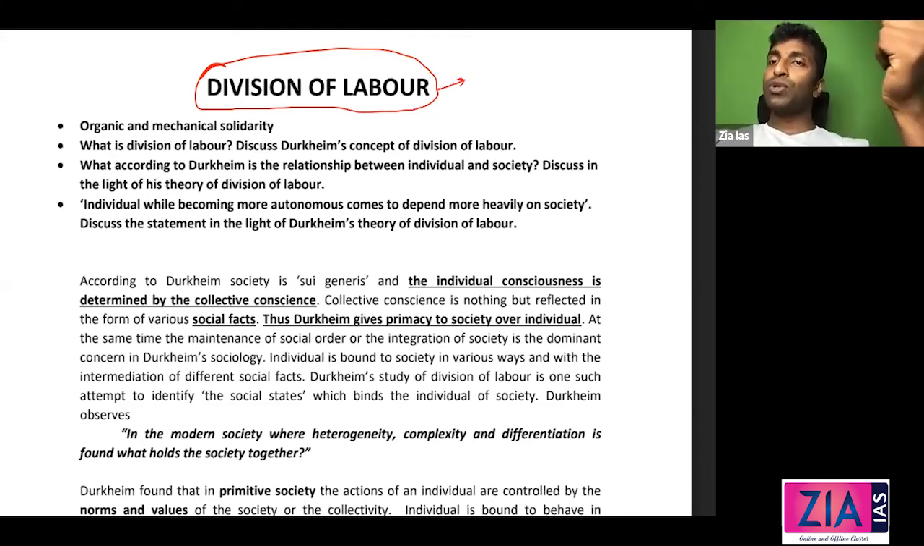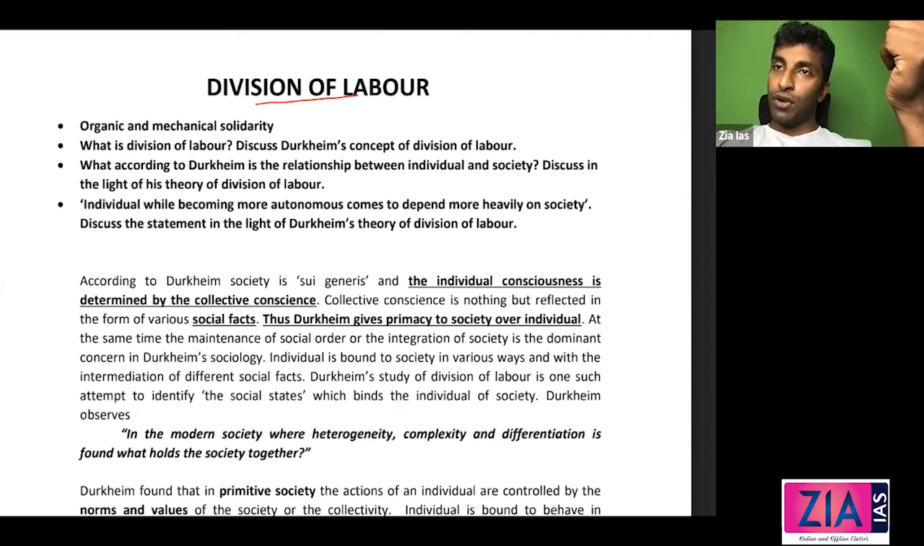Even in Marx also we have discussed about theory of division of labor, but we have not specifically used the word division of labor there. Under which theory we have actually talked about division of labor in Marx? Which theory? Which theory of Marx is talking about division of labor?